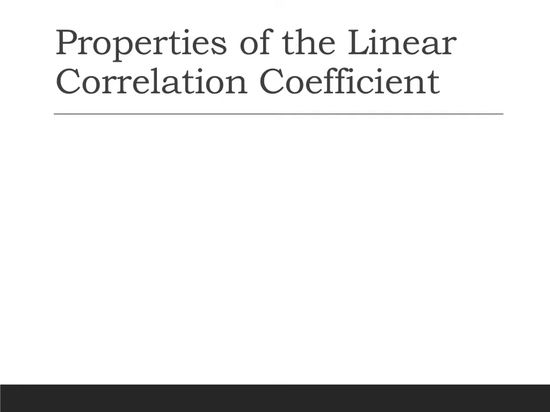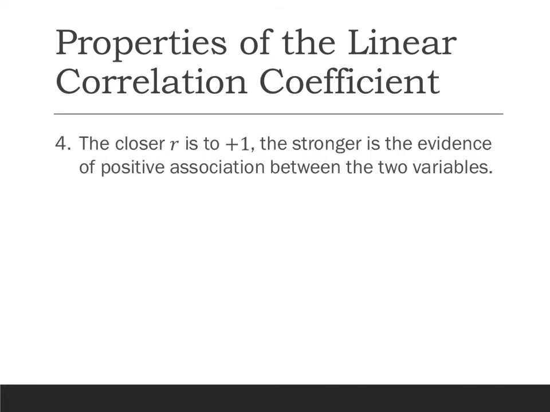All right, so our next property, there are 8 of these, by the way, so we've got 2 more slides that we'll go through. Our next property, property number 4, is just saying what happens when we get close to one of these extremes. And so the closer R is to +1, the stronger evidence we have that there's a positive association between the two variables. And of course, the opposite will be true.